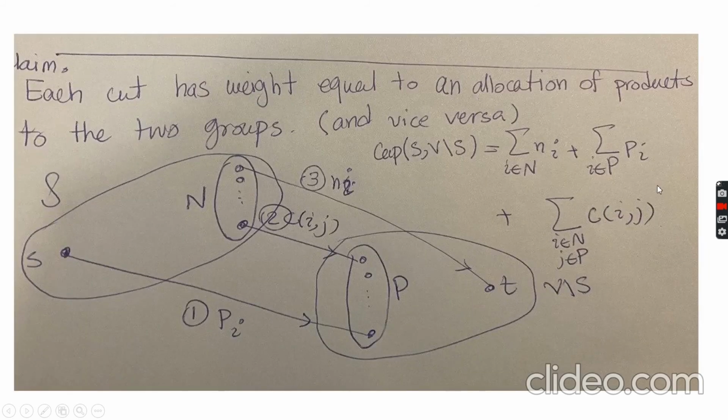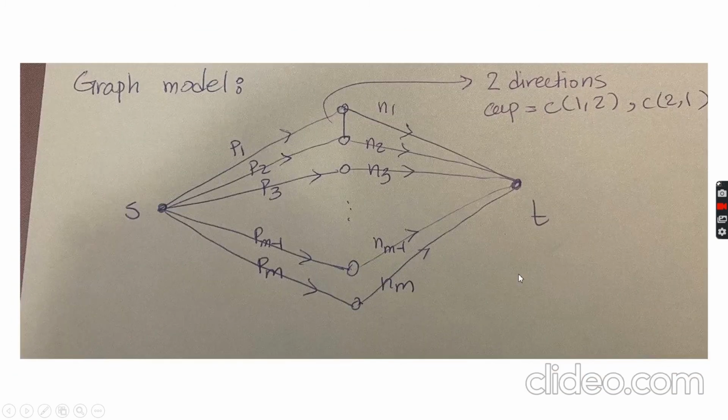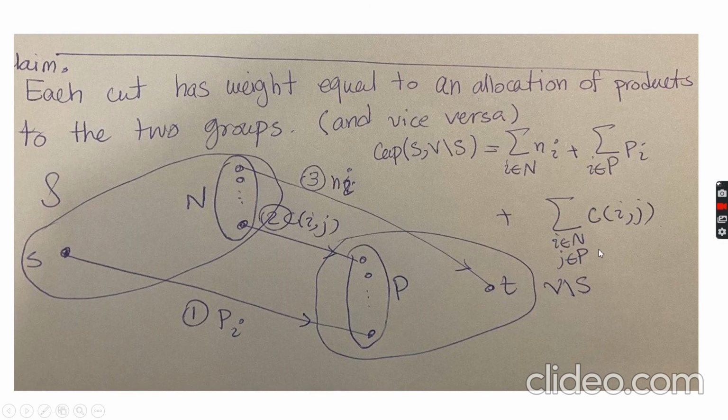So now, the only thing we need to do is simply find the min cut in this graph that we defined, right? Because the min cut is going to find this S such that this value is minimized. Once we find the min cut, we will buy all these products in S from company N and all these products in V minus S from company P. And that will be the way of buying these products from the two different companies such that the price that we pay is minimized. Okay, thank you.